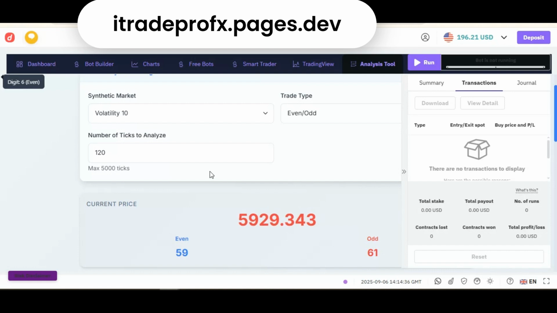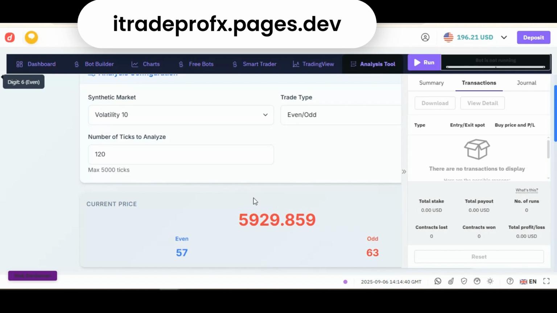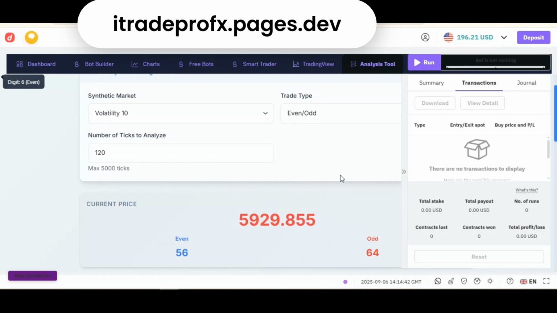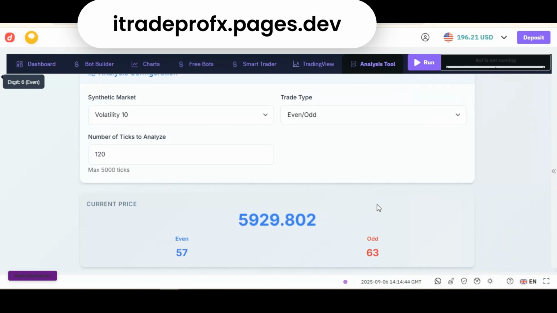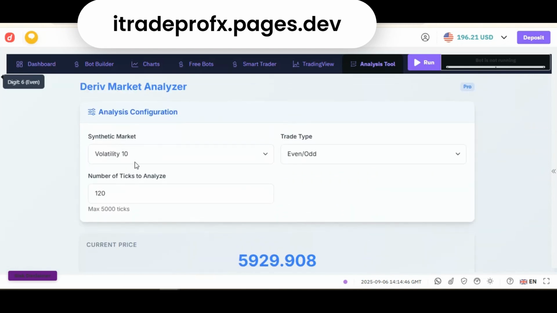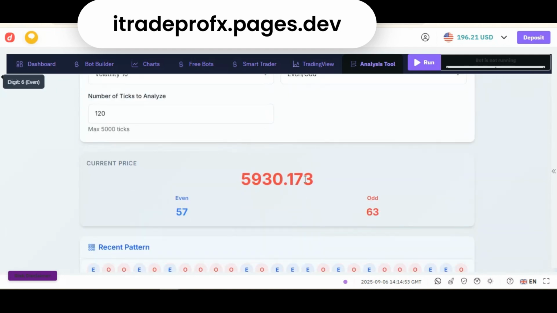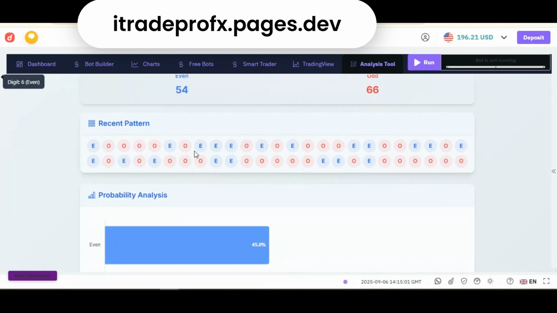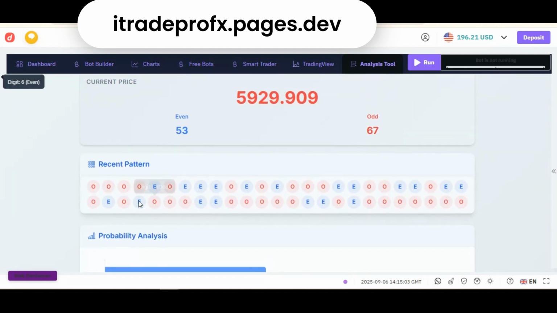When we say the last digit is even, we mean the last digit is 0, 2, 4, 6, or 8. It's very simple. If this is Volatility 10 and we want to trade even odd, we are looking at this last digit here. If it is odd, it's digit 1, 3, 5, 7, or 9. And you can get a rough idea here from the recent pattern.